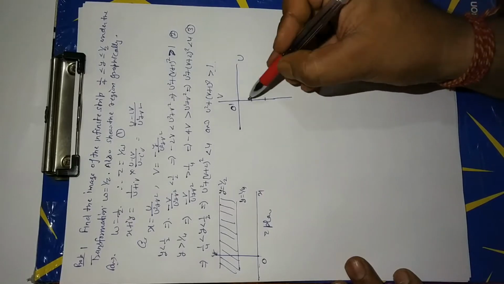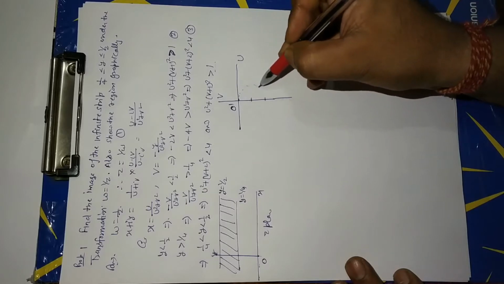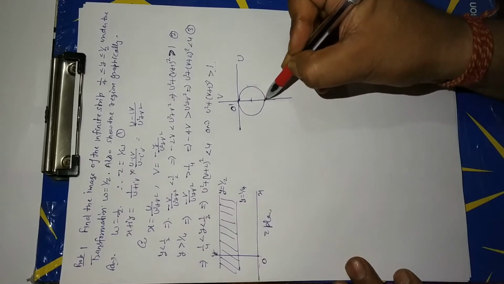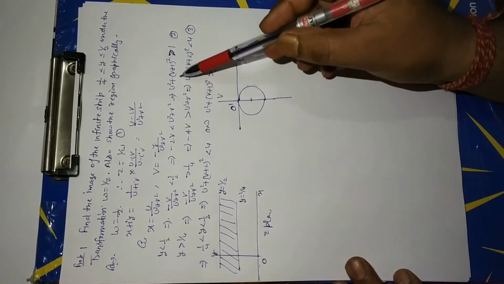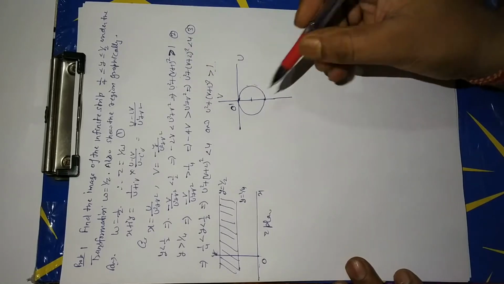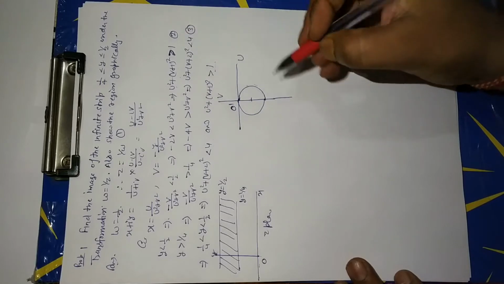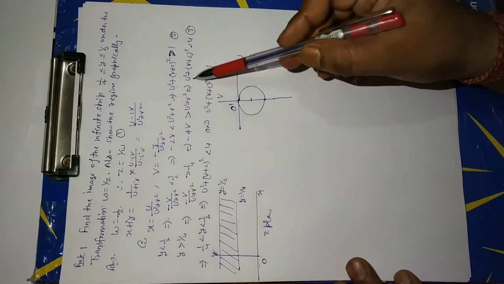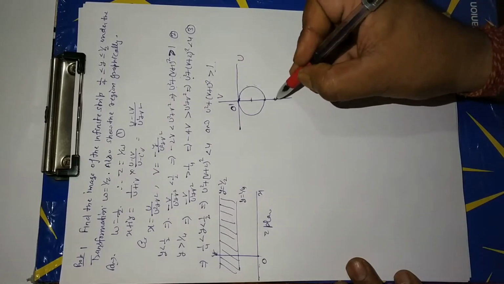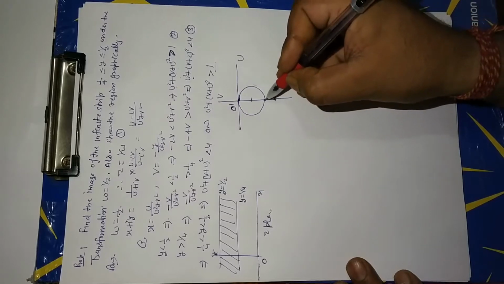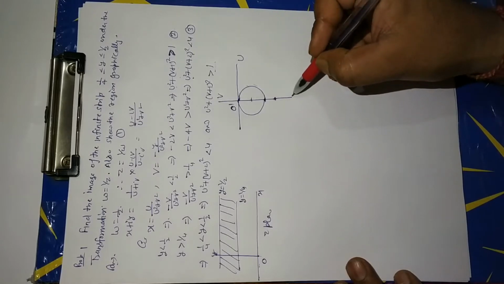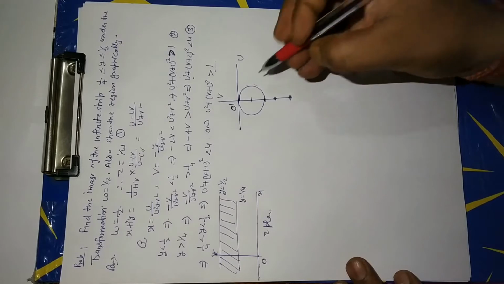Now we can draw the position of the circle. This is the circle u square plus v plus 1 whole square greater than 1, represented by equation number 2. Now the second circle whose center is 0, minus 2, radius 2. Now this is the center. Now the position of the circle can be drawn.